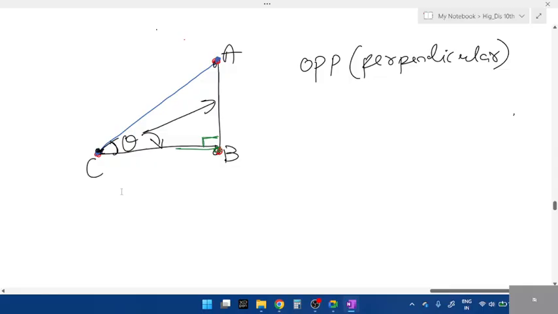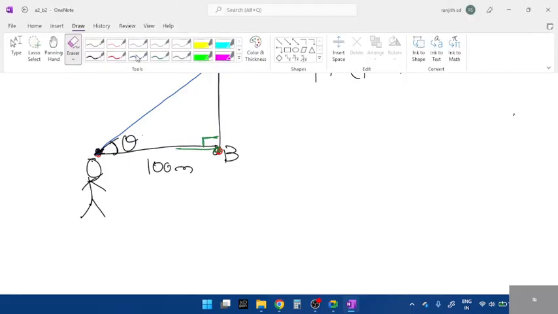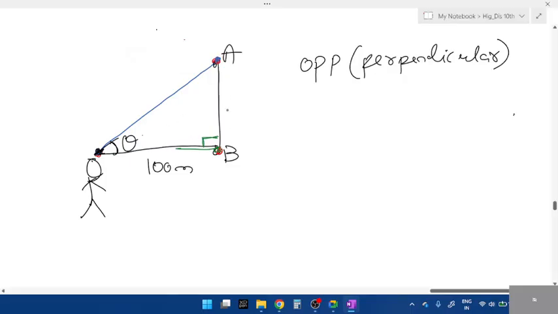So what kind of questions will you get? First thing, the building. Imagine a person is standing at C. He is at 100 meters away from the building, from the foot of the tower or the building. The angle of elevation is 60 degrees.